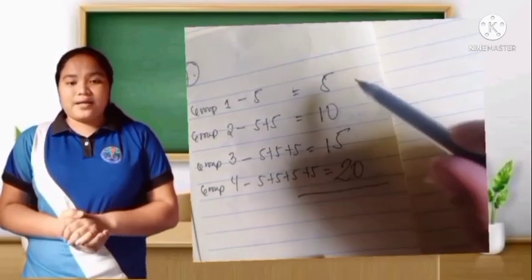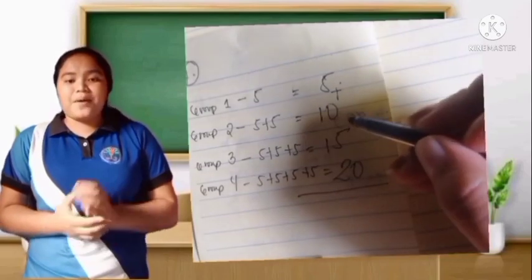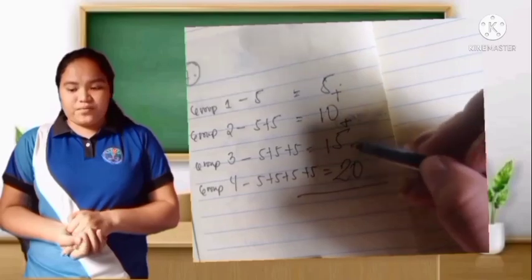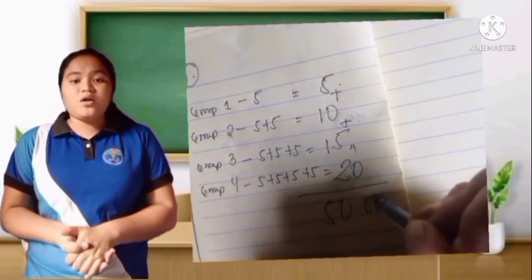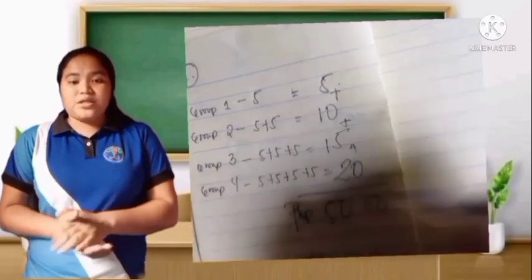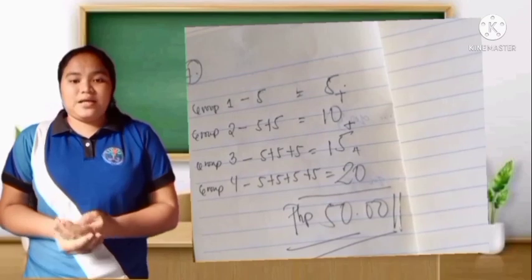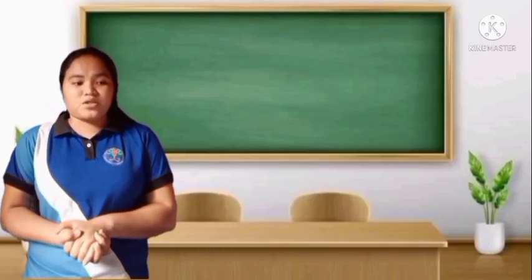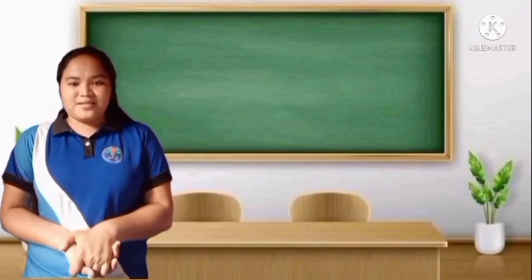Now, lahat ng naging sagot natin in each group, pag pinagsama-sama natin, ipagpa-plus po natin lahat yun. So, 5 plus 10 equals 15. And 15 plus 15 equals 30. And in group 4, we have the total of 20. So, 30 plus 20 equals 50. So, it is the solution why the given answer is 50 pesos. So, the least amount of money of Sonia is 50 pesos.